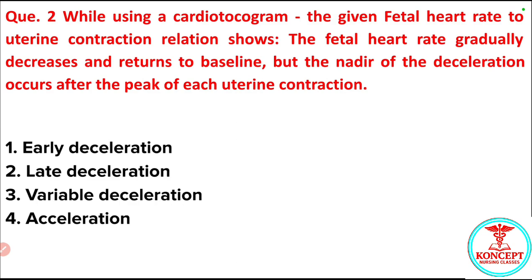Next, while using a cardiotocogram, the given fetal heart rate to uterine contraction relation shows the fetal heart rate gradually decreases, returns to baseline, but the nadir of the deceleration occurs after the peak of each uterine contraction. Early deceleration, late deceleration, variable deceleration, and acceleration. Correct answer is option 2, late deceleration.